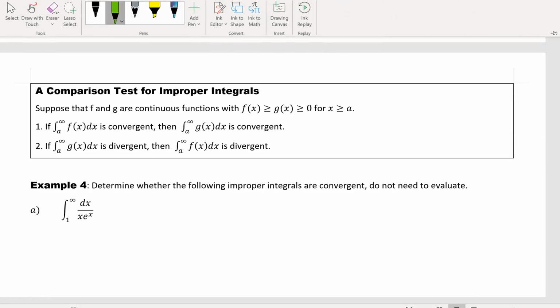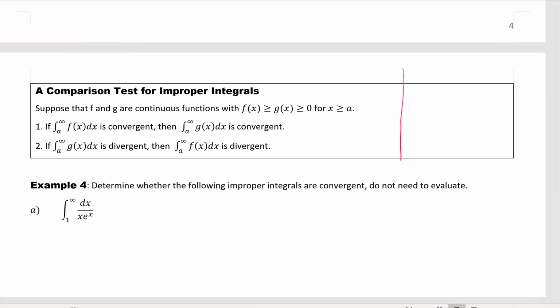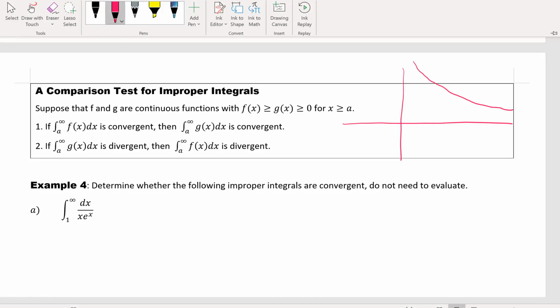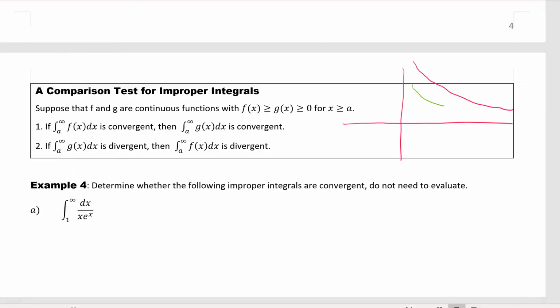All right, so let me change the color. Do you like pink? Okay, so let's draw the picture. Let's say we have a bigger function, and let's say we have a smaller function. They both go to 0 when x goes to infinity.